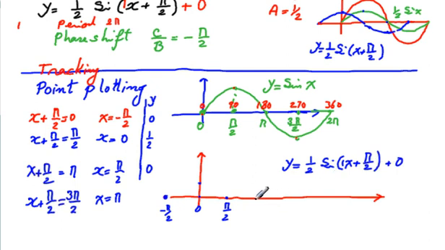So at the location 3 pi over 2, our height becomes, here was a half, here is going to become minus a half. So this was 0 here.